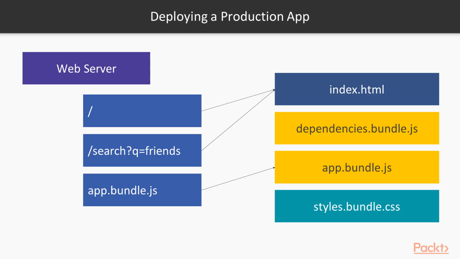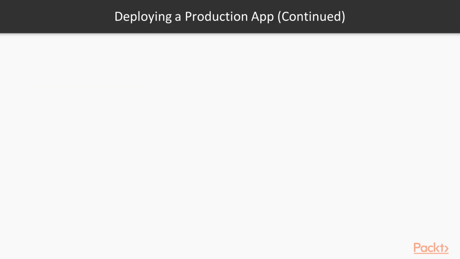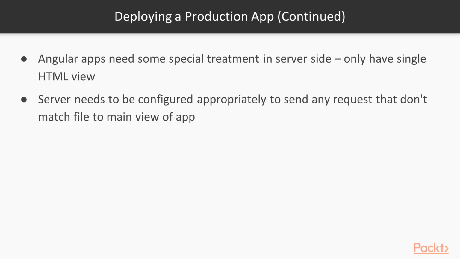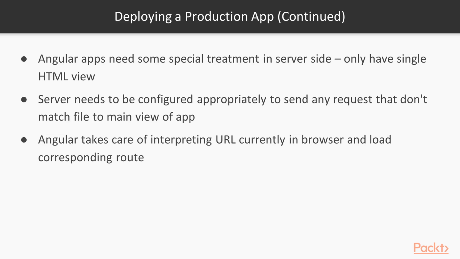When we build our Angular apps, we end up with a directory containing all the files that we need to serve it. We then push that directory to a web server so anyone can access it on the internet. One thing that we need to take into account is that Angular apps need some special treatment on their server side, as they are single-page applications, meaning that they only have a single HTML view. The server needs to be configured appropriately to send any requests that don't match a specific file, like an image or a script, to the main view of the app. Angular then takes care of interpreting the URL currently in the browser and load the corresponding route.